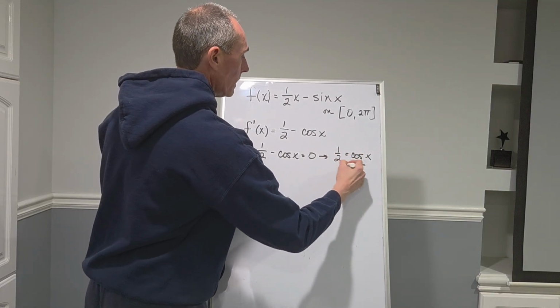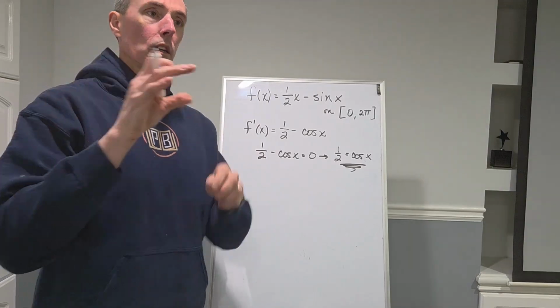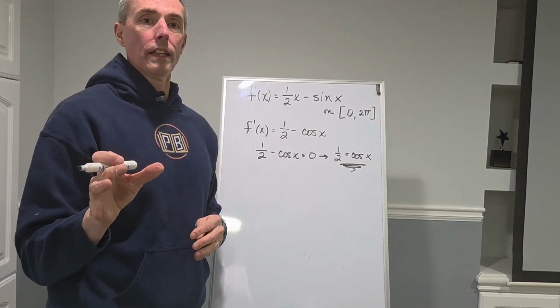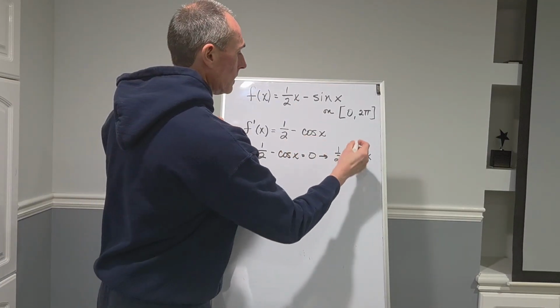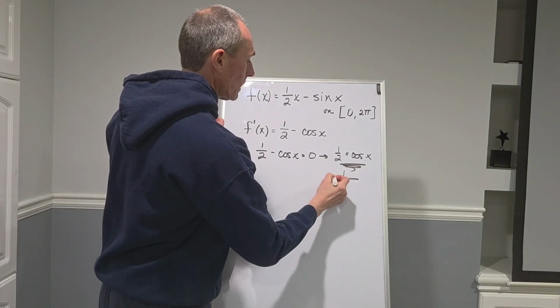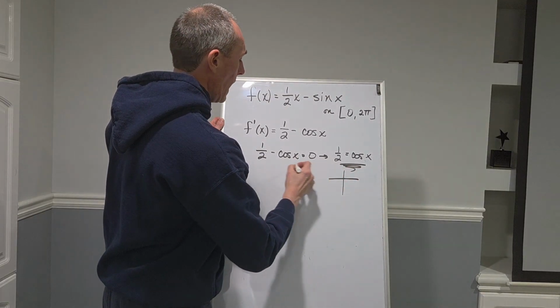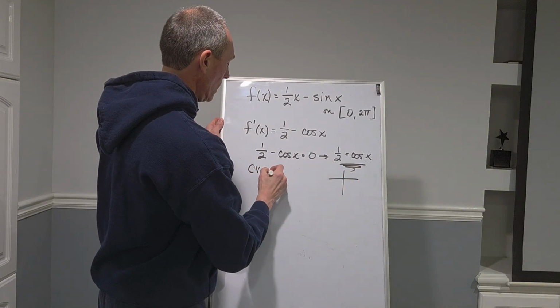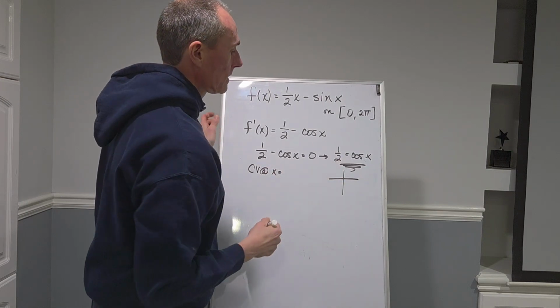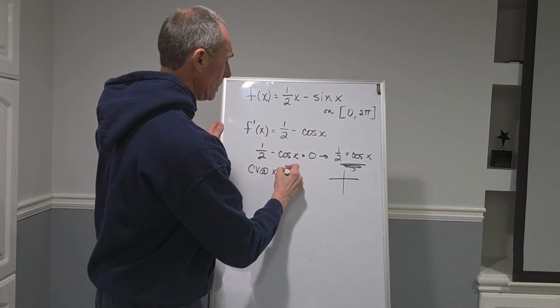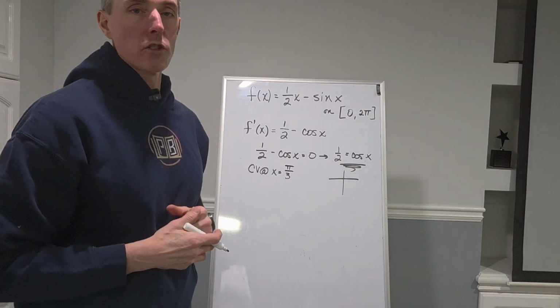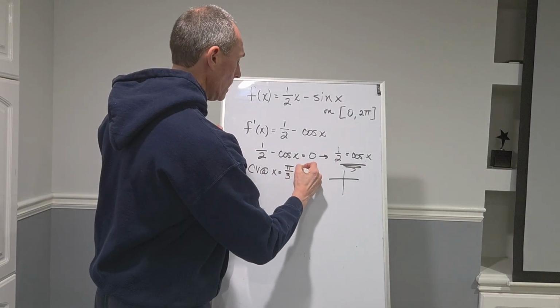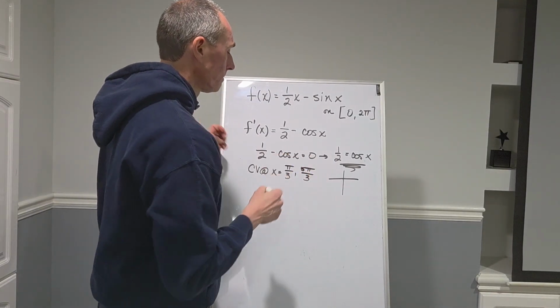And now we have to think unit circle. So where in between 0 and 2 pi is cosine equal to 1/2? And that would be in two places. Quadrant 1, quadrant 4. So we have critical values at really the 60-degree mark, which would be pi over 3 in the first quadrant, or the 300-degree mark in the fourth quadrant, which would be 5 pi over 3.